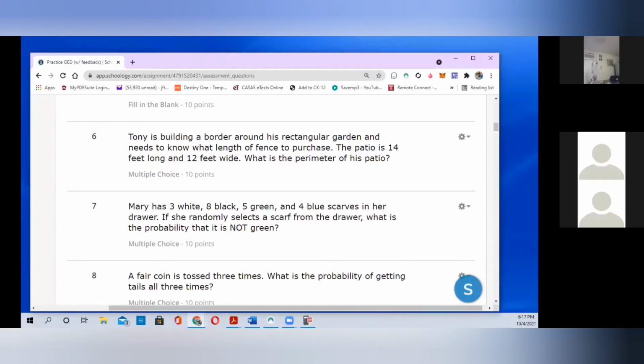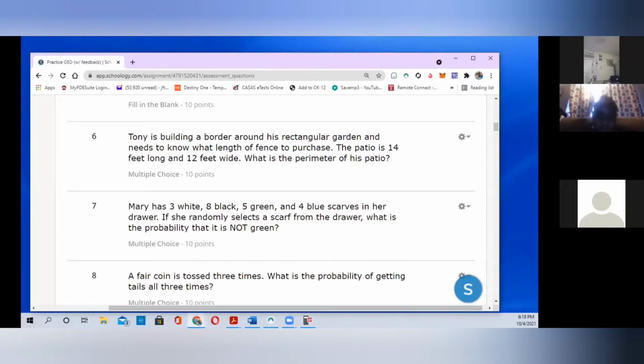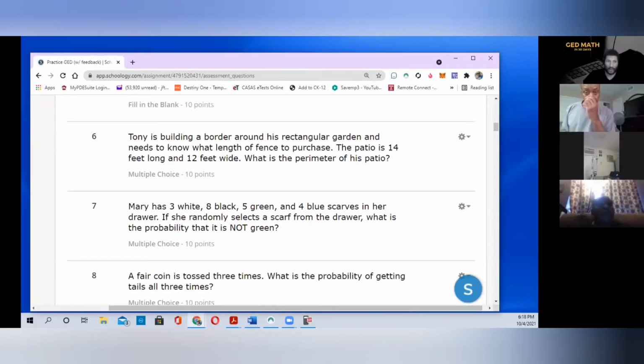So right now we're working on number 6. What we're going to do is walk through practice problems just to make sure we know how to do it. Number 6, and we have about 30 seconds left. Gary, you are correct.